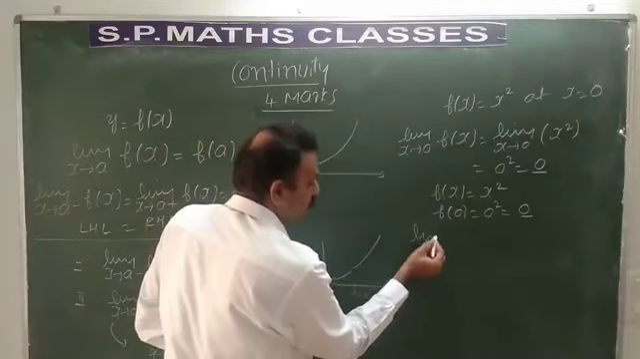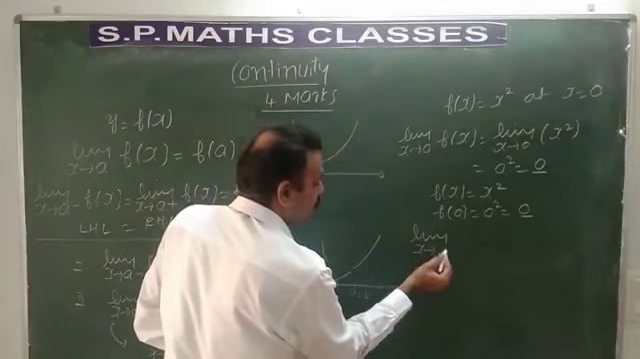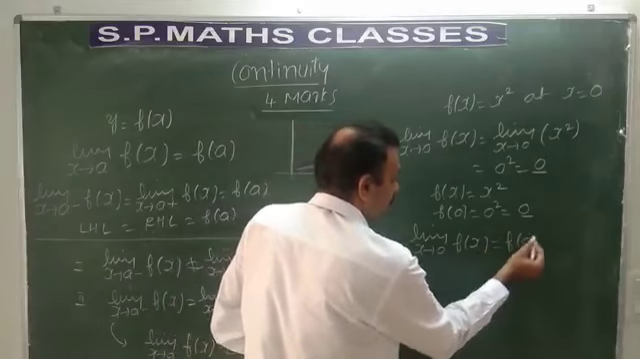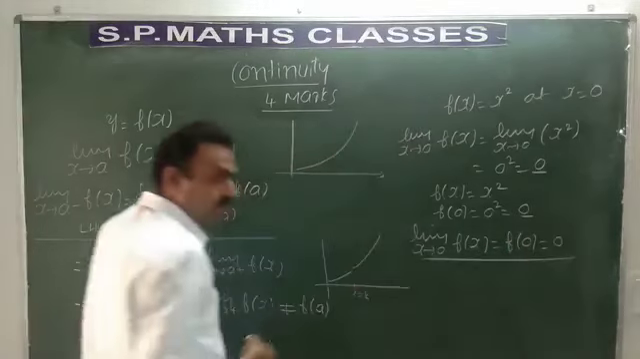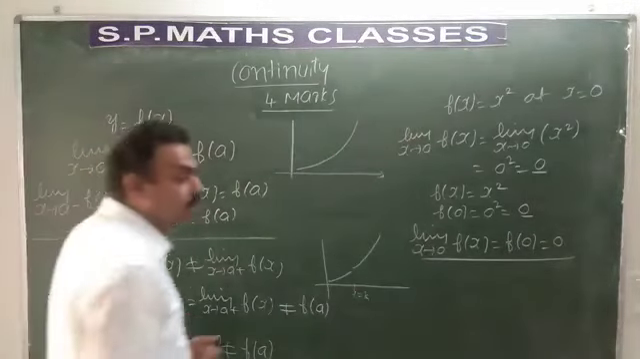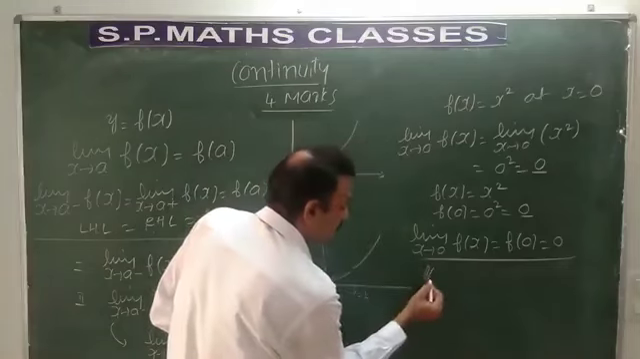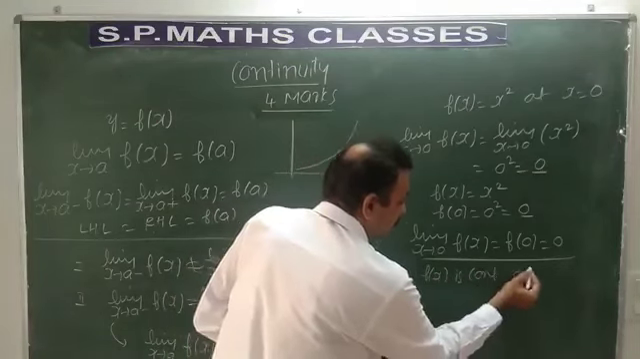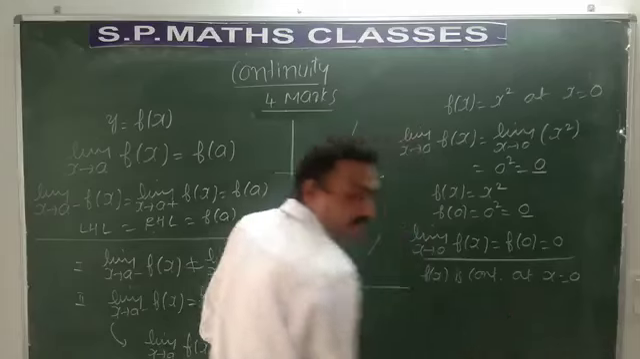So what happens now? Limit as x tends to 0, f of x is equal to f of 0, which is equal to 0. So what is your conclusion? Function f of x is continuous at x is equal to 0. That's what our conclusion is.